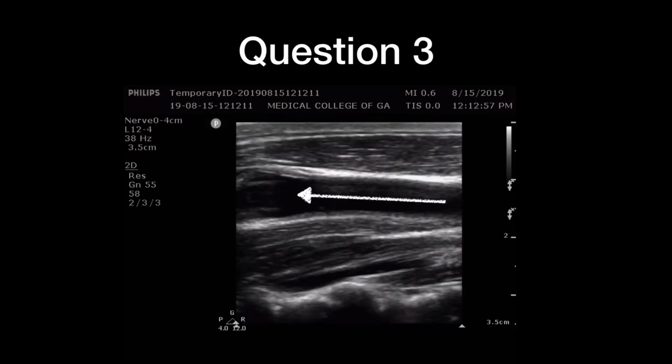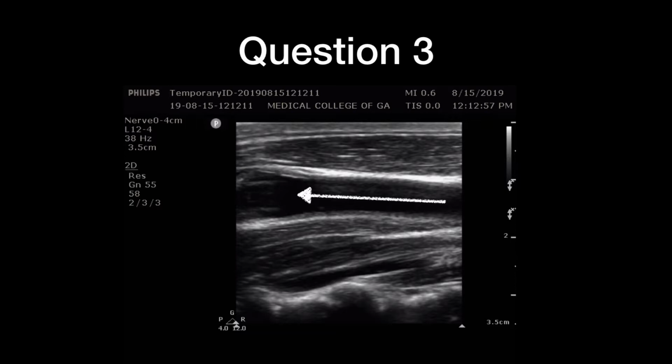Question 3 asked you to post the long axis image of your internal jugular vein and carotid artery and indicate the direction of blood flow. So here we see the carotid artery. Blood flow should be towards the head.